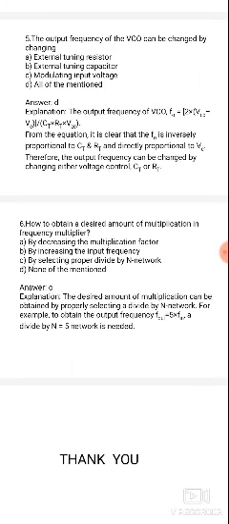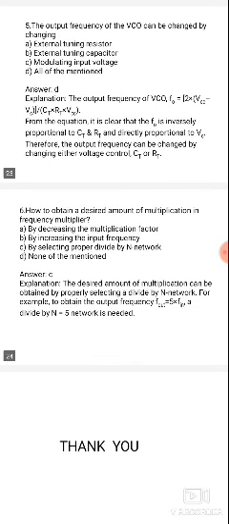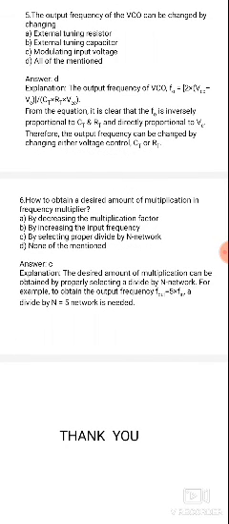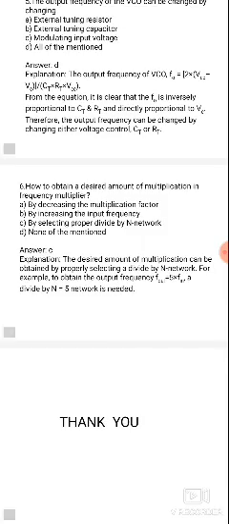Next question: how to obtain a desired amount of multiplication in a frequency multiplier? The output of a frequency multiplier is the harmonics or multiples of the incoming frequency: F0 = N times Fi, where F0 is the output frequency, N is the multiplication factor, and Fi is the input frequency. The options are: by decreasing the multiplication factor, by increasing the input frequency, by selecting the proper divide-by-N network, or none of the above.